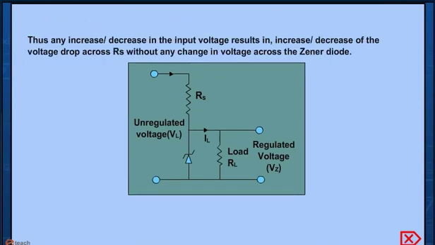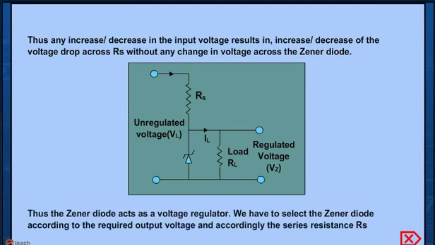Thus, any increase or decrease in the input voltage results in an increase or decrease of the voltage drop across Rs, without any change in the voltage drop across the Zener diode. Thus, the Zener diode acts as a voltage regulator. We have to select the Zener diode according to the required output voltage and accordingly the series resistance Rs.